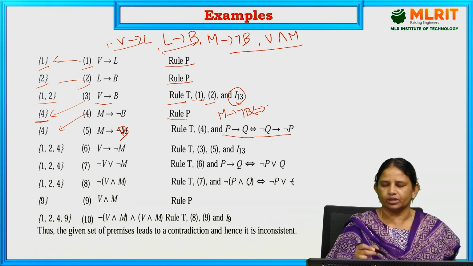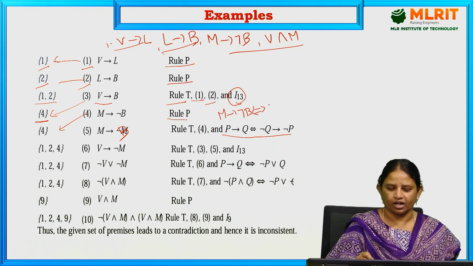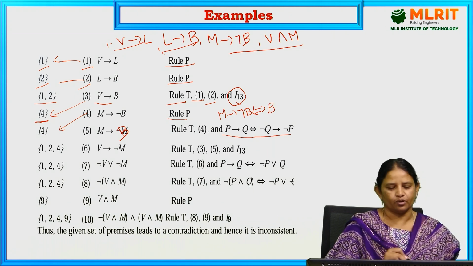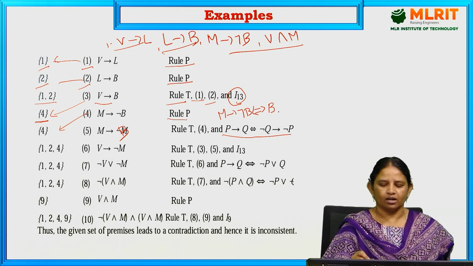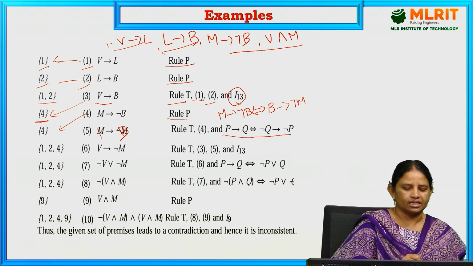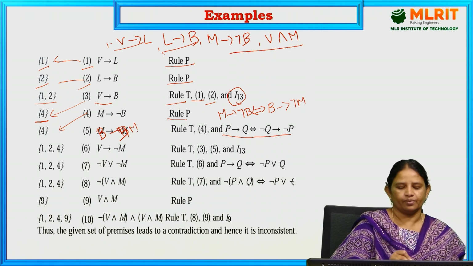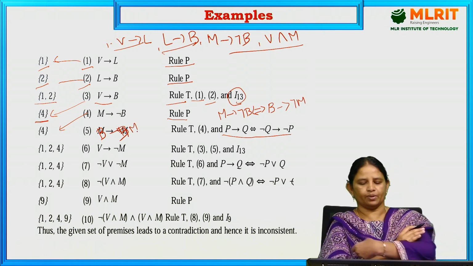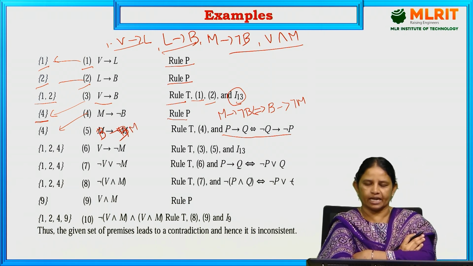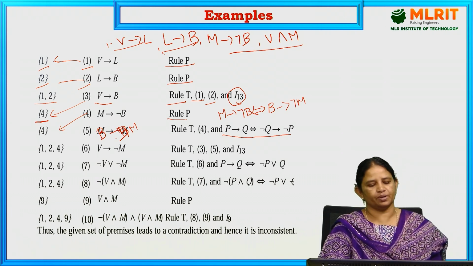What is Q here? B is there, and the negation is already present, so we can call it B. Then after that, B tends to, what is negation P? That means negation M. So it is written as B tends to negation M, by the equivalence rule. M tends to negation B is written as B tends to negation M. By mistake, it was written as M tends to negation M.